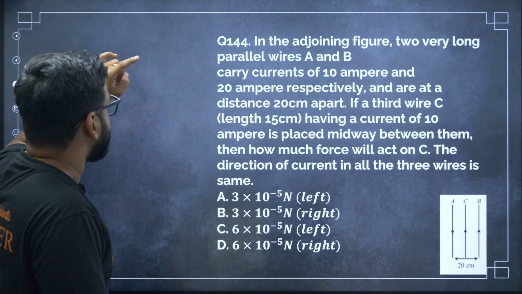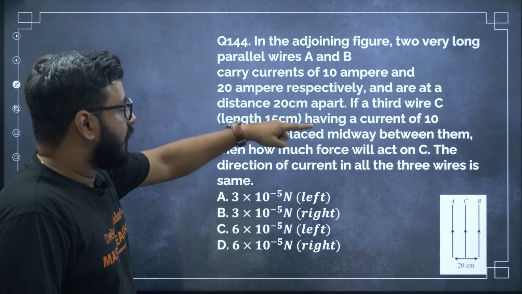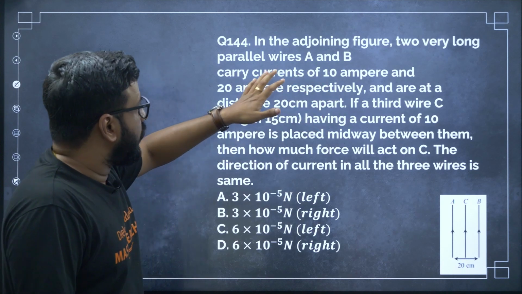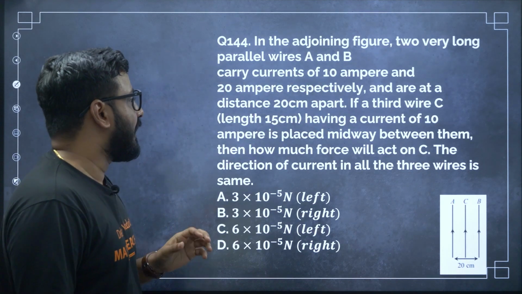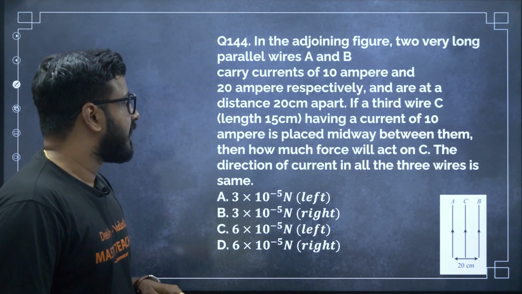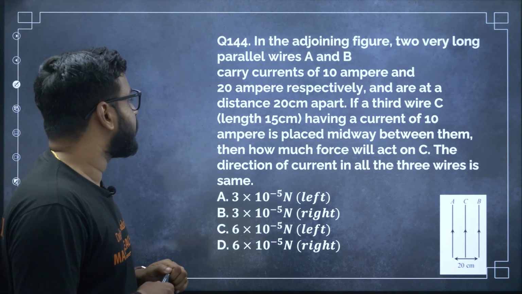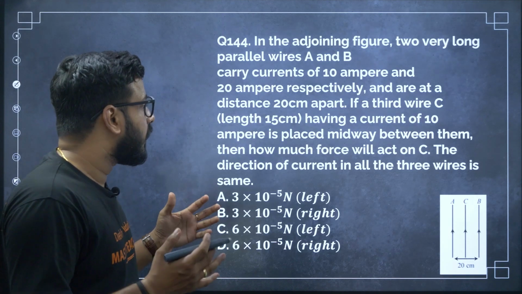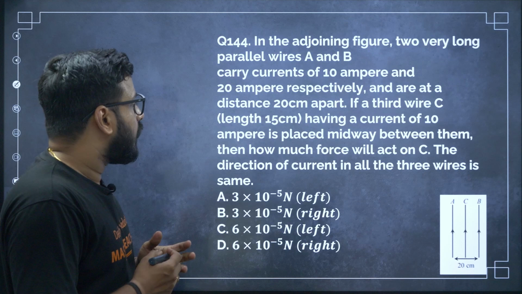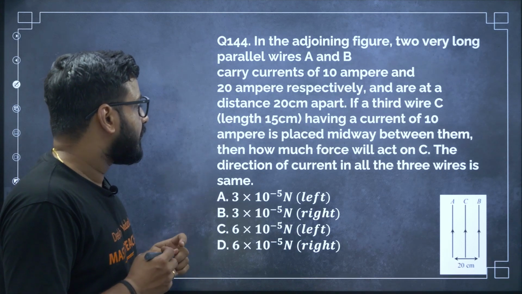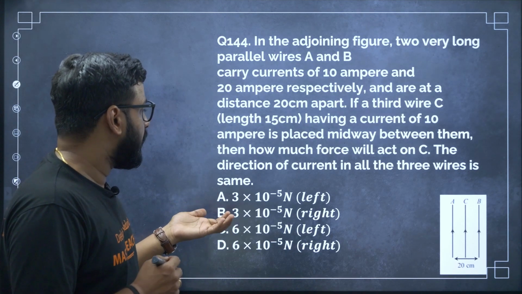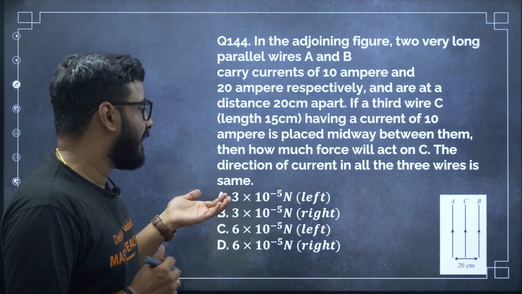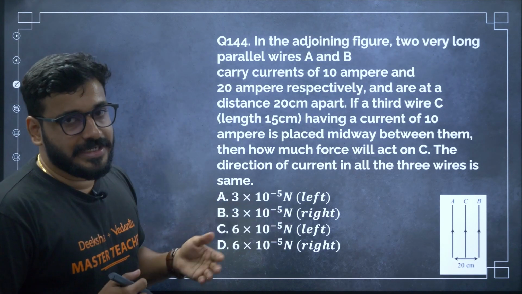Alright, let's see the next question. In the adjoining figure, this is the figure, two very long parallel wires A and B carry currents of 10 ampere and 20 ampere respectively and are at a distance of 20 centimeter apart. Now a third wire C of 15 centimeter length, having a current of 10 ampere, is placed midway between them. Then how much force will act on C, with the direction, net force?